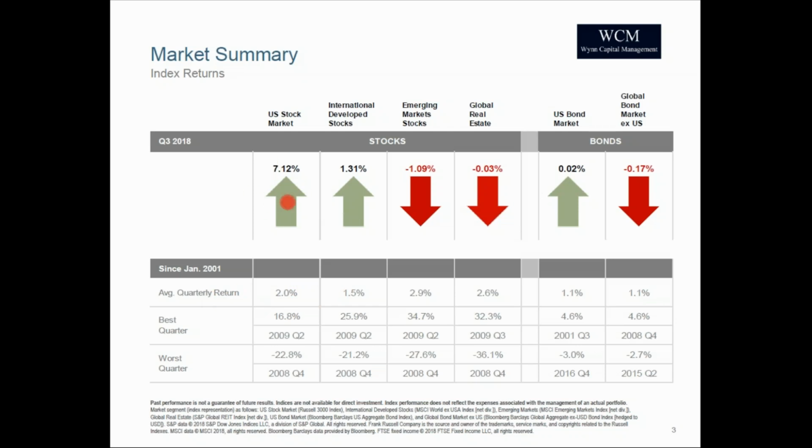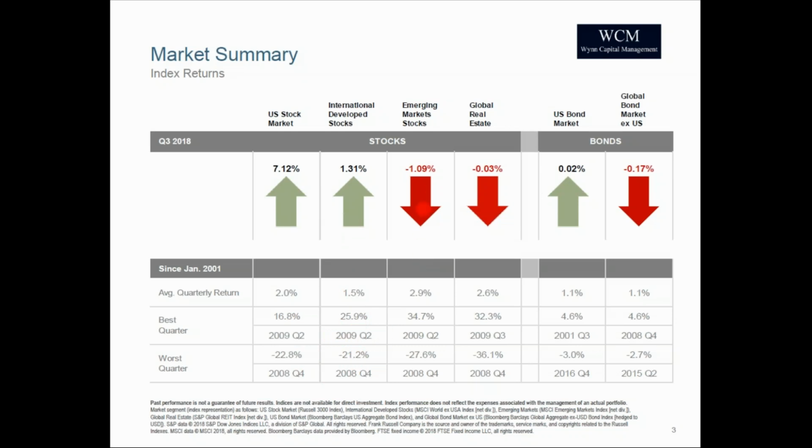The U.S. market, for example, is up 7%. The average quarterly return is 2%. The best quarter ever is 16, and it tells you when that happened. And the worst quarter was down 22% or 23%. So if you look across this, you could see from the volatility, the highest to the lowest, gives you some insight into what's risky and what's not.